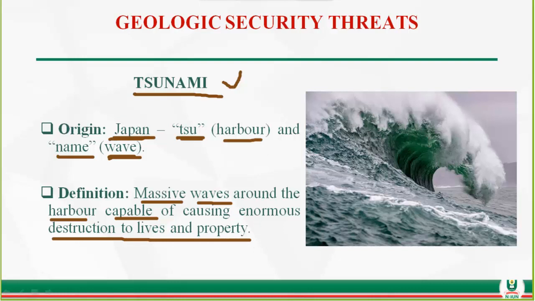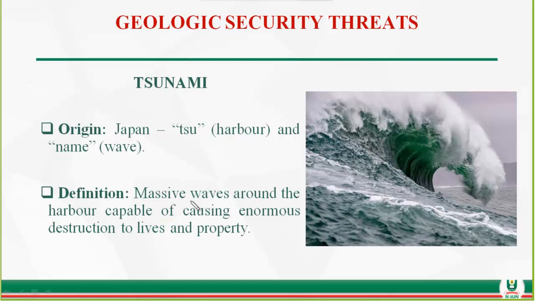So just remember the two key words: massive waves that happen around the harbor, and of course, as a security threat, it is capable of causing huge, enormous destruction to lives and property. Any type of wave that is not capable of causing destruction to life and property is not a tsunami, and of course it is not a security threat. So let's see the effects of tsunami.